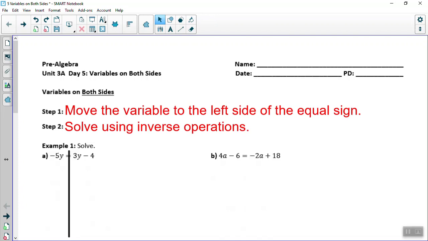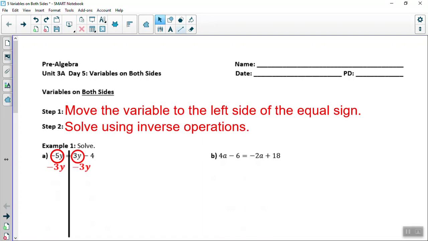So I'm going to draw my line through the equal sign, and then I'm going to look for variable terms. And I see that I've got one here, and I've got one over on this side of the equal sign. So I need to move one to the other side. I'm going to take my 3y and move it over here to the left side. By doing this, I'll have all my variables on the left and then my constants on the right.